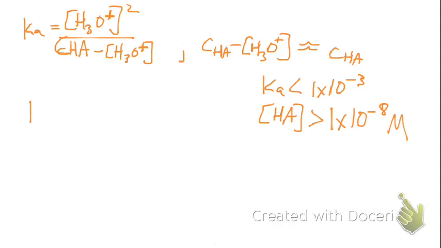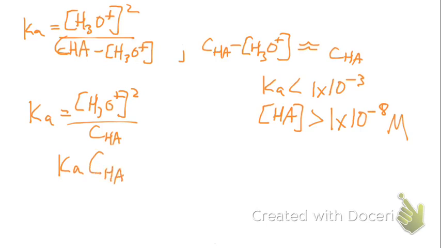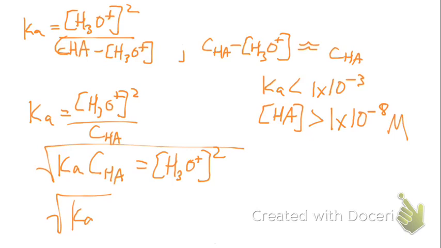And so what happens then is Ka is equal to H3O plus squared divided by CHA. So then we get Ka CHA is equal to H3O plus squared. We can take the square root of everything. And so we have the square root of Ka CHA is equal to H3O plus. And that's how we can find the pH of a weak acid. For a weak base, we substitute Ka for Kb. There is Kb, and then the concentration of your weak base.